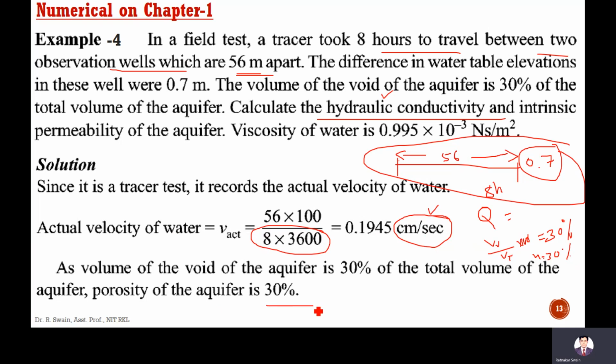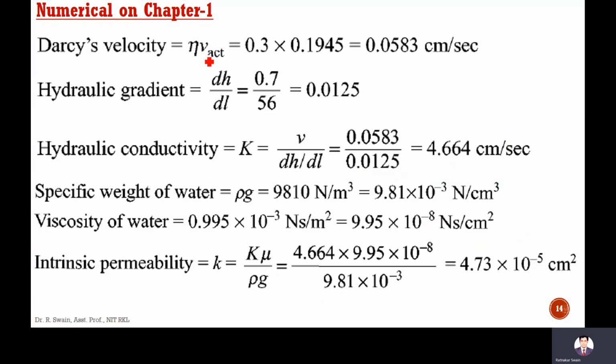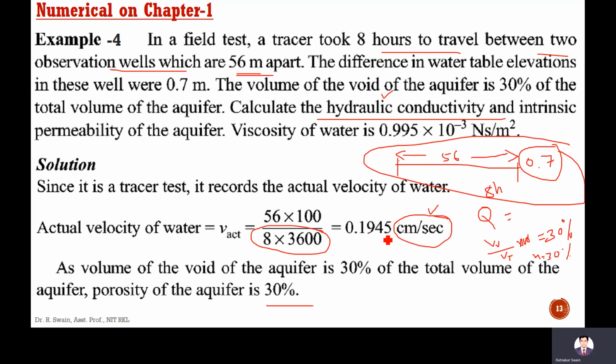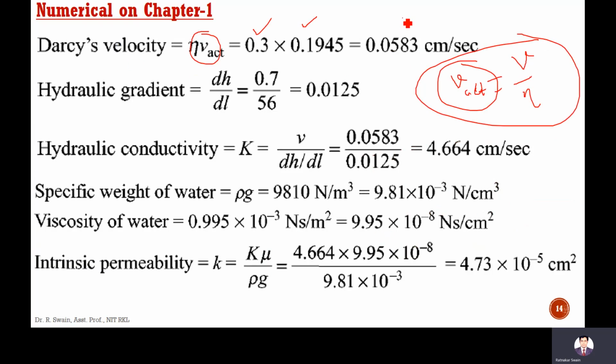So the porosity is given, 30%. Actual velocity is Darcy's velocity divided by porosity, that we know. So the Darcy's velocity will be this actual velocity into porosity. Porosity is 0.3 and actual velocity is 0.1945 cm per second that we have calculated here. So Darcy's velocity will be 0.0583 cm per second.